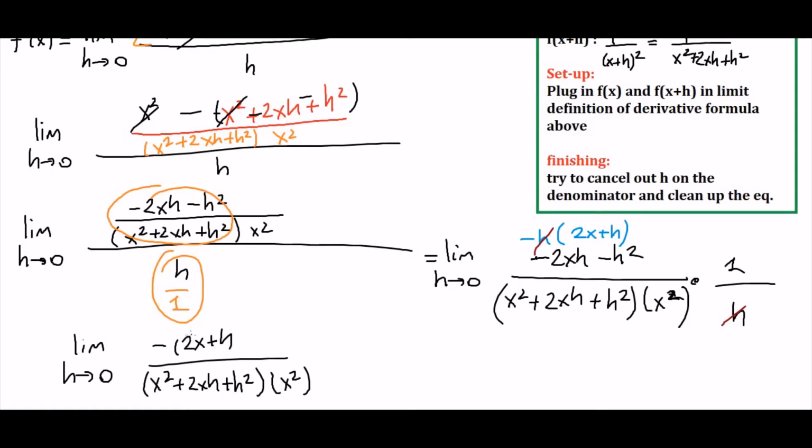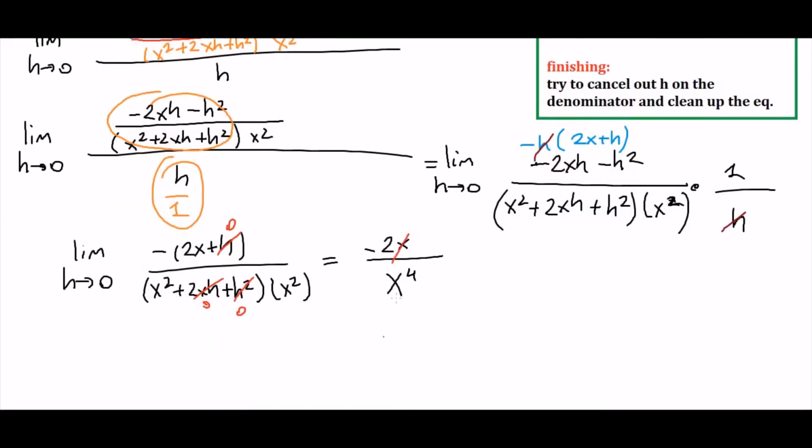Now we have no restriction for directly plugging in. We can plug in h as 0. So that is 0, this is 0, and this is 0. So we have x squared times x squared, which is x to the 4th. This x cancels one factor of x here, so x to the 3rd. So negative 2 over x to the 3rd is our final answer.